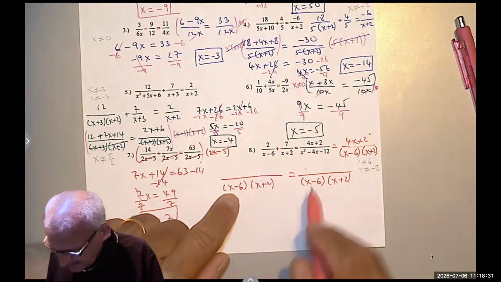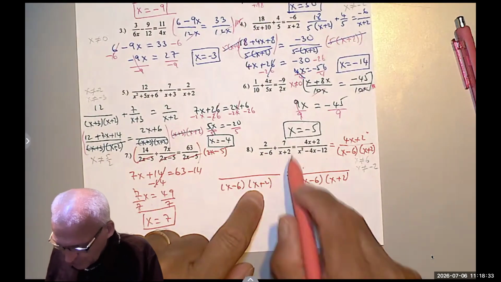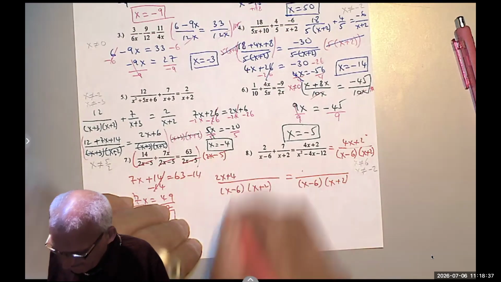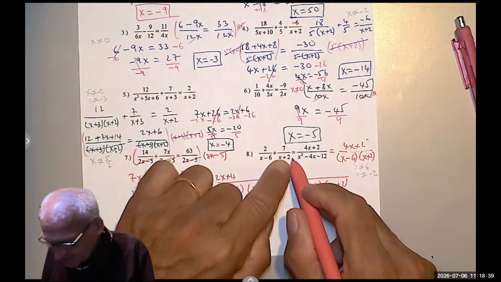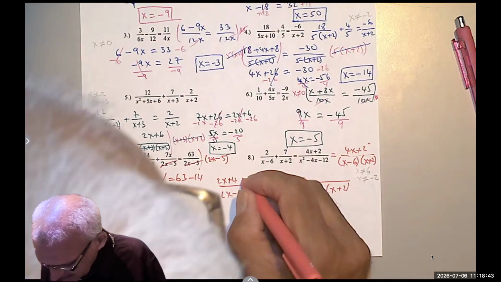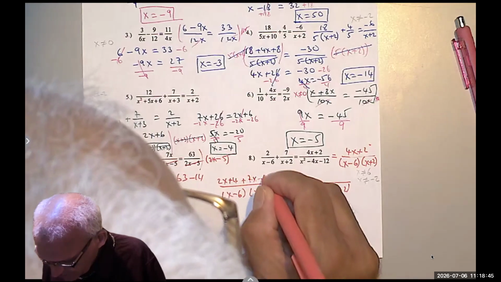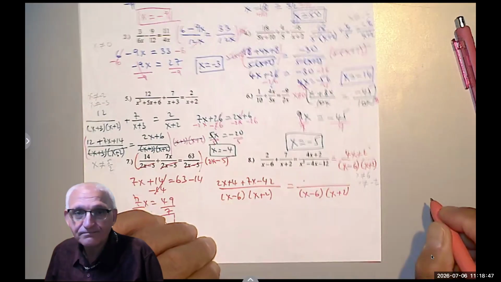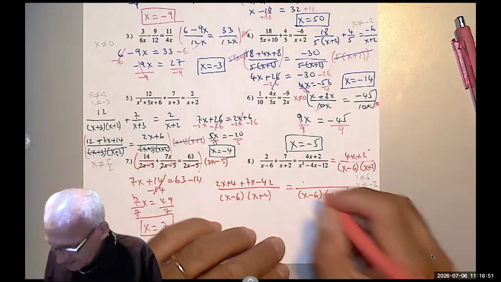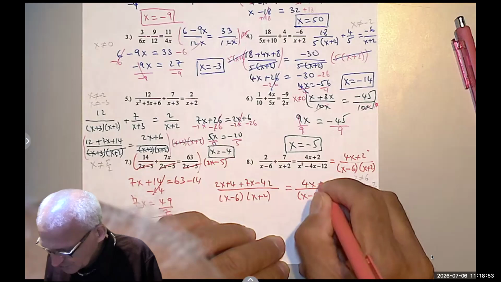When I divide this by that, I get x plus 2, and x plus 2 times 2 is 2x plus 4. When I divide that by x plus 2, I get x minus 6 times 7 is plus 7x minus 42. Right-hand side, I get 1, so 4x plus 2.